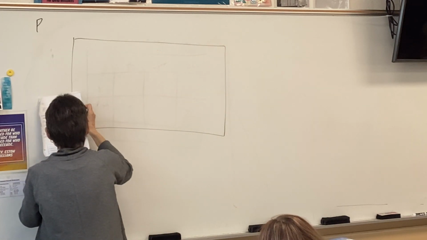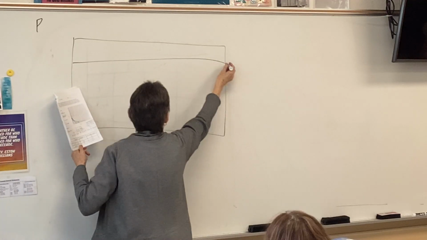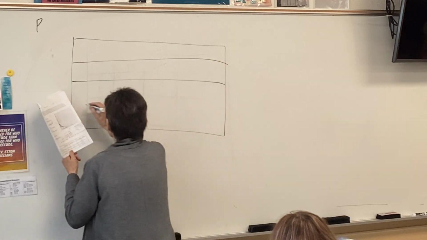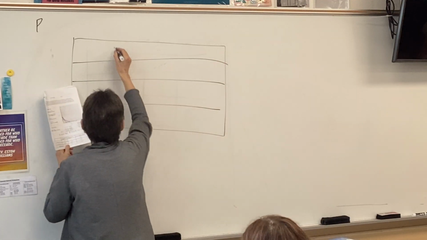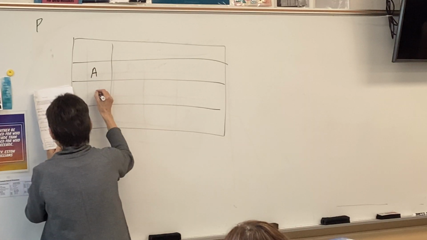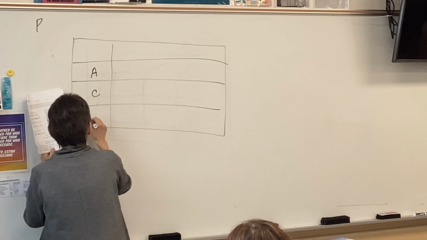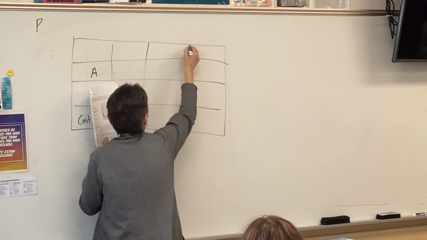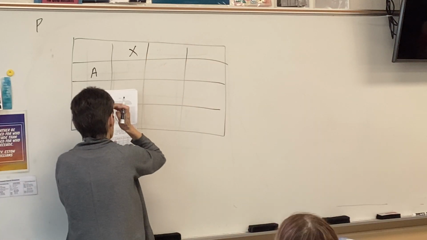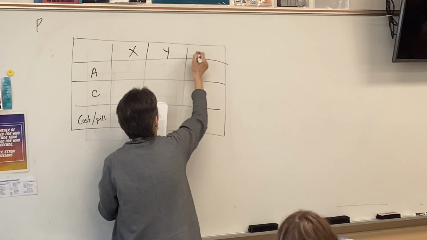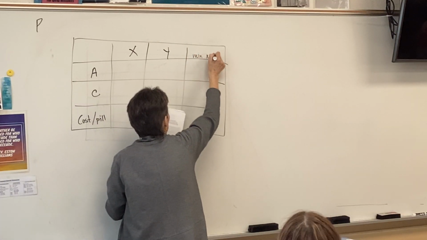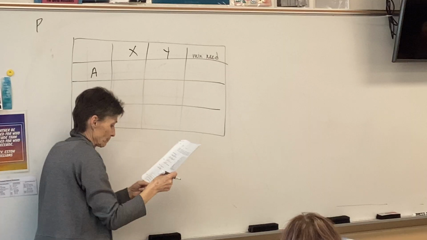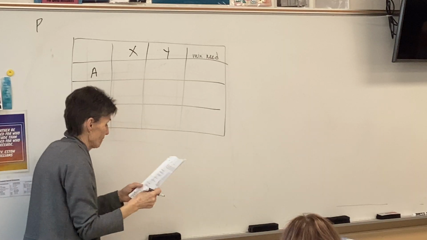So the charts, this time the chart's at the bottom of the page. Looks like we got vitamin A, vitamin C, and cost per pill. We have brand X, brand Y, and minimum.